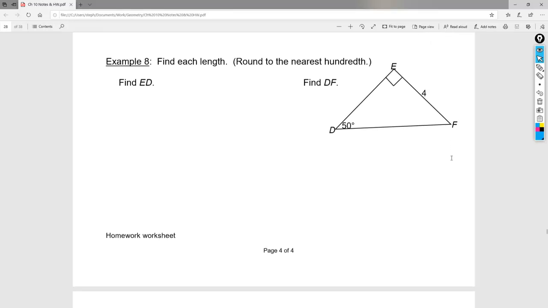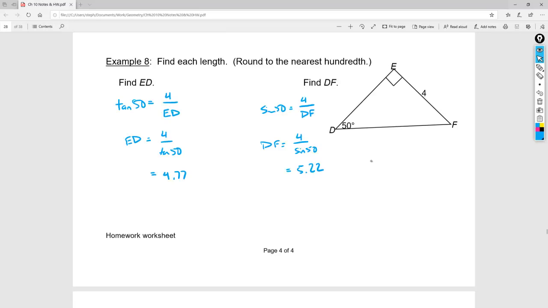Alright. And the last example, we need to again find each length. I would like you to pause the video here and see if you can work this out on your own. So go ahead and pause the video and come back and check to see if you got what I got. Okay, and hopefully you got the same answers that I did.